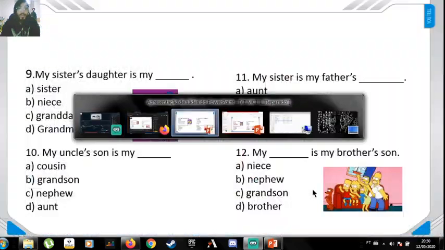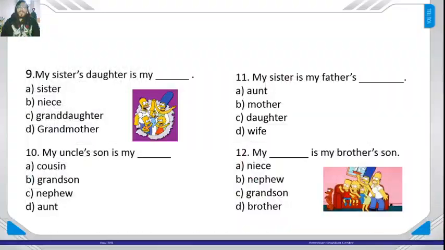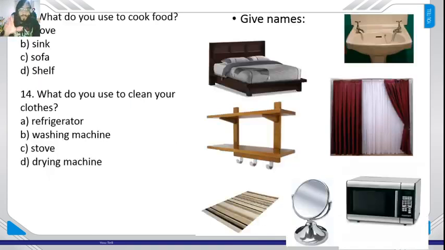Okay, very good. Most of you are telling me that the correct answer is letter B, and it's correct. My nephew is my brother's son. Então, meu sobrinho, my nephew is my brother's son. É o filho do meu irmão. Very good. Guys, we have a last slide, okay? Let's keep going. Don't give up. We are almost finishing, okay?